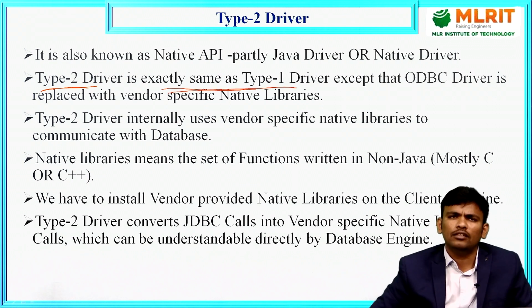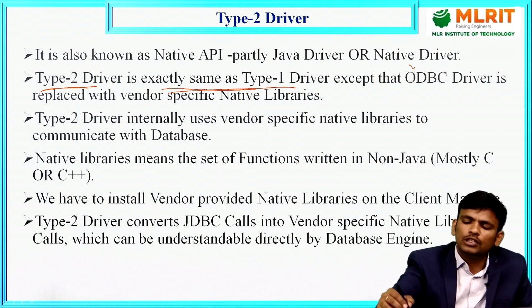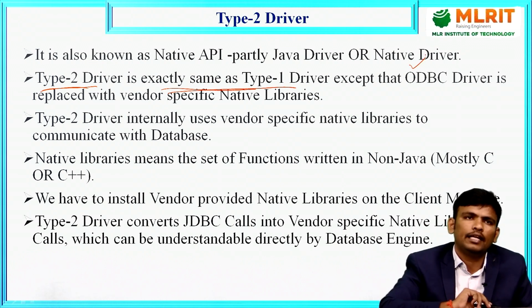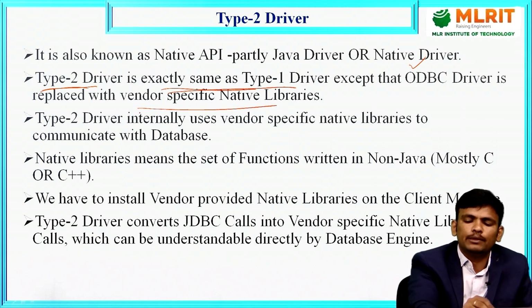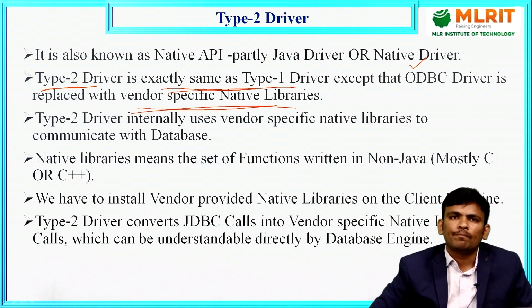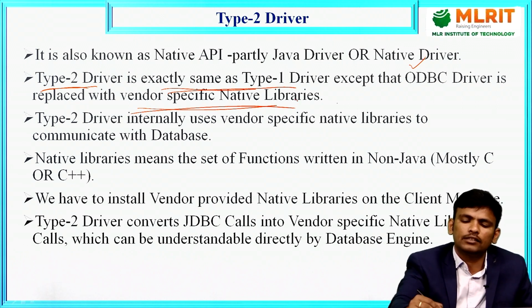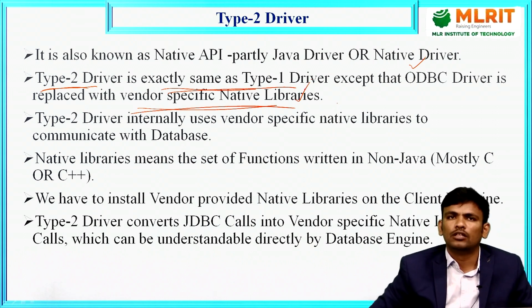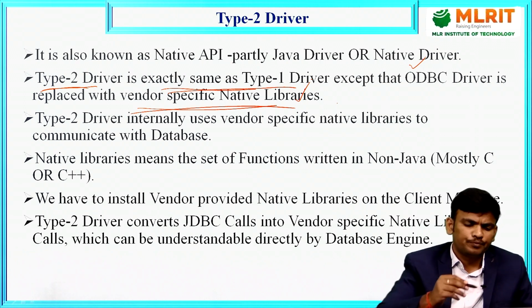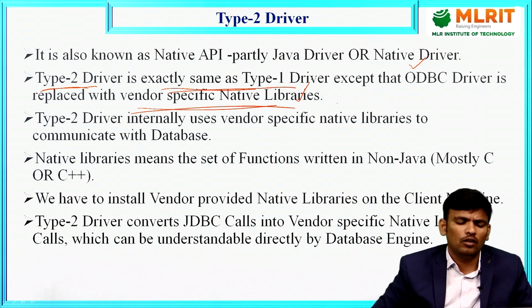Next, the type 2 driver is exactly the same as the type 1 driver, as I mentioned earlier. The only difference is that the type 1 driver is using ODBC, and that ODBC is replaced with the vendor specific native libraries. Vendor means if you are using an Oracle related database, Oracle native libraries will be used. Suppose you are using MySQL, MySQL related native libraries will be used. So that is the meaning of this statement.